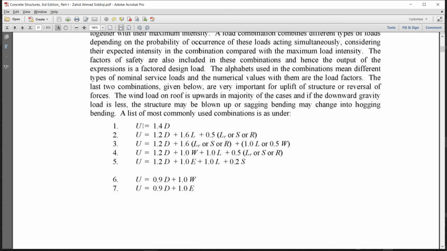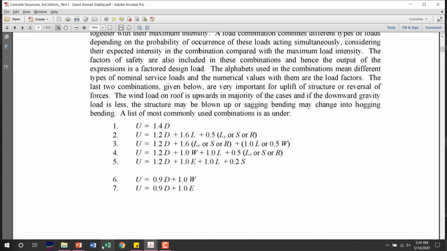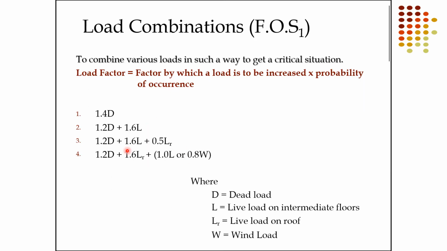I have already told you the result after applying the factor of safety on the loads, 1.4 D. Similarly, if there is wind, you can use the combination 0.9 D plus 1 W, and for earthquake 0.9 D plus 1 E. So these are the load combinations which we apply on the load side. So what factors do we apply on the material side?